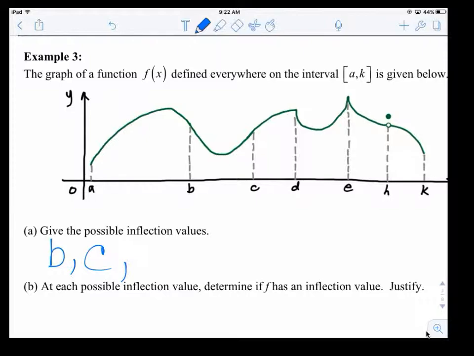What about D? D would be... Right? And then what about E? Again, we're only asking for is it a possible inflection value. So this is where my second derivative is equal to 0 or does not exist. Since you get that sharp turn, it is technically considered a possible inflection value. So that's where it might change concavity.